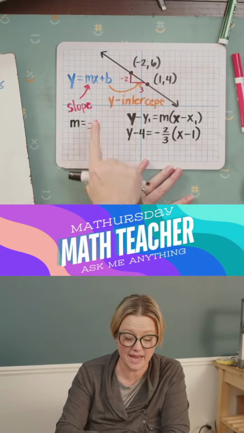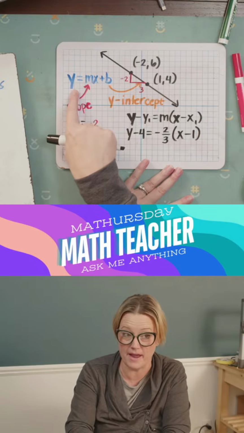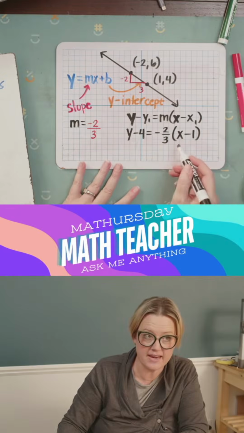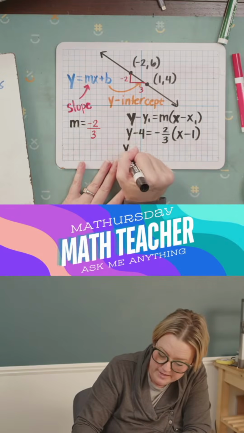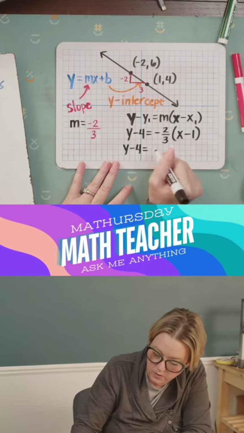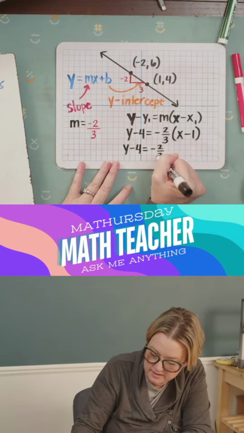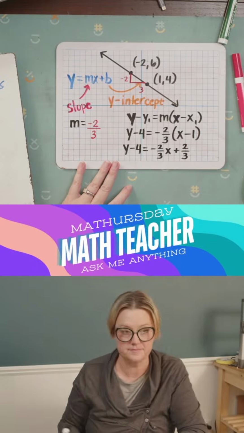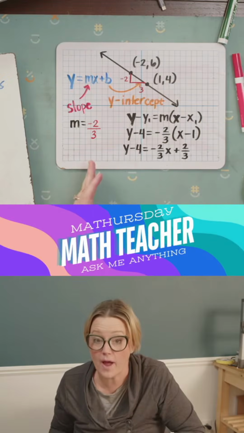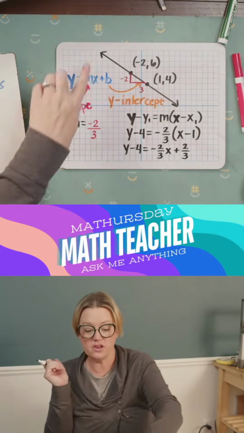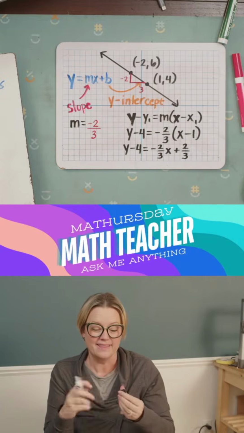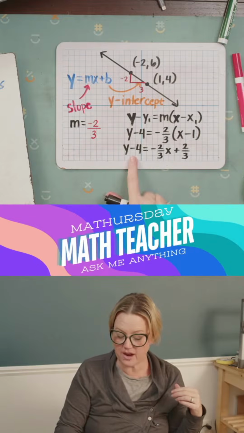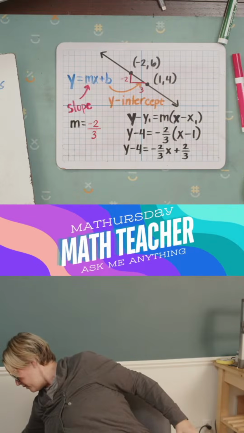All right, now to get it into slope intercept form, I need to get that y by itself. First thing I'm going to do is distribute that -2/3. So I've got y minus 4 equals -2/3 x plus 2/3. And now again, the request was writing out an equation for a line that doesn't really show you the y-intercept. So now I need to get y by itself. Well, I've just got to solve.